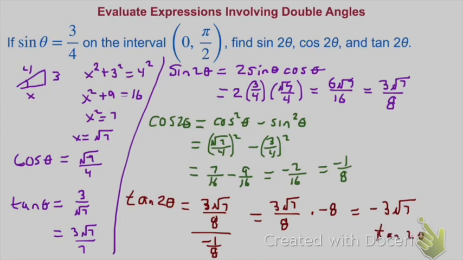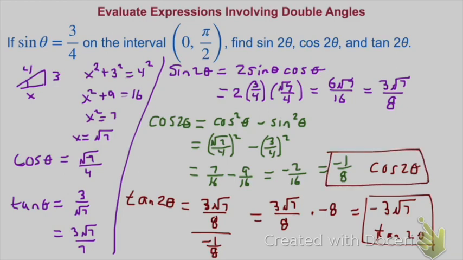The green here, that's tangent here. The green was my cosine of 2 theta. And the top was my sine of 2 theta. So we have solved for all three. So that is finding double angles. You do have a few of these on your homework today.